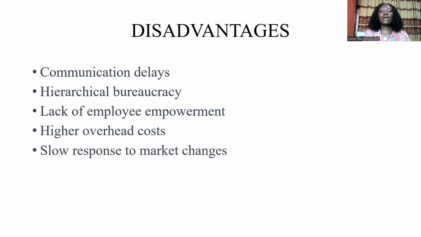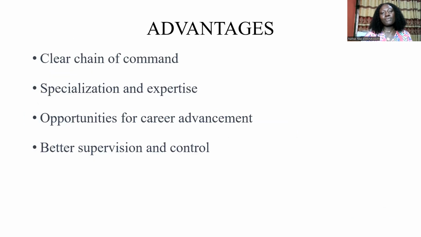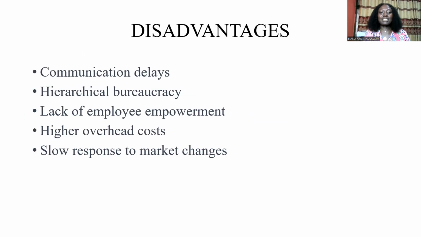Again, you have higher overhead costs. You look at the structure that I showed you. You realize that there are a number of people, a lot of people. So you're going to be paying salaries for all these people. So the overhead cost automatically is very high if you compare that to the other one.